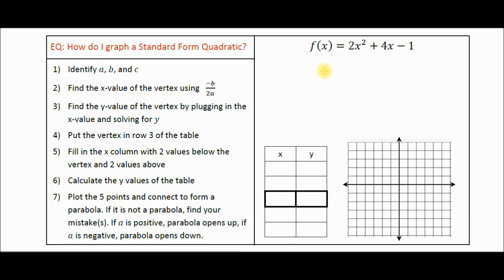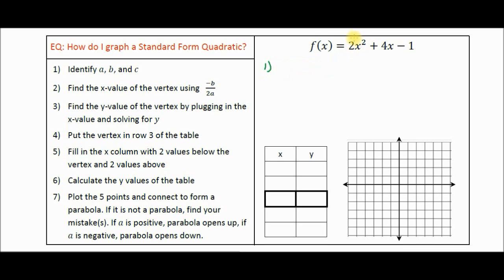The trick to graphing a standard form quadratic is finding the vertex. If we can find the vertex, then the graph is very easy to complete. So let's go through the steps of finding the vertex, then you'll see how quick this is. Step number 1 says to find or identify the values of a, b, and c.